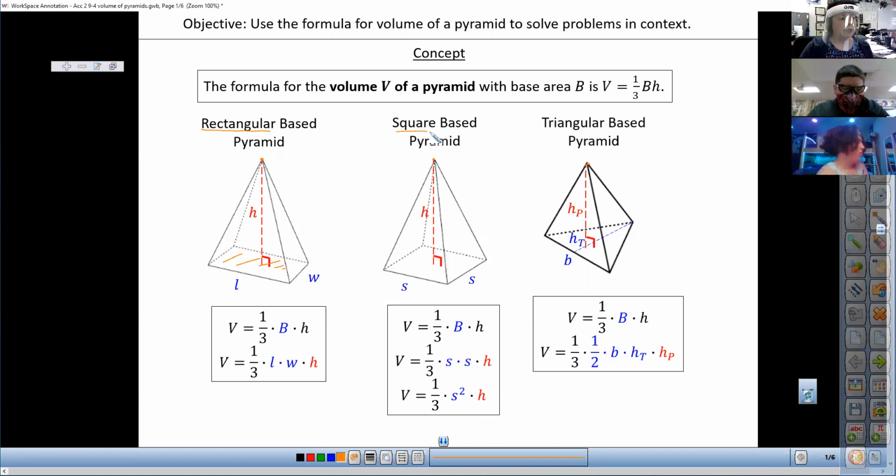Here in the middle, we see a pyramid that has a square base. And here we see a pyramid that has a triangular base. So all of its sides are triangles. We call that a tetrahedron.